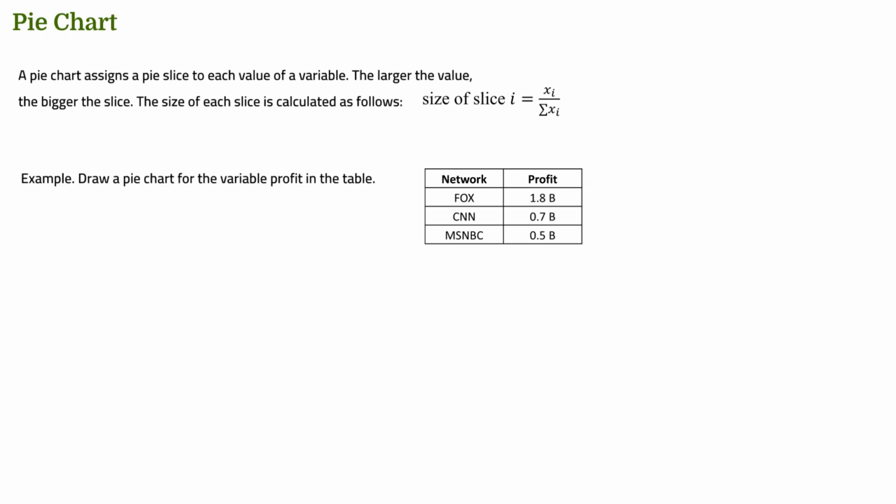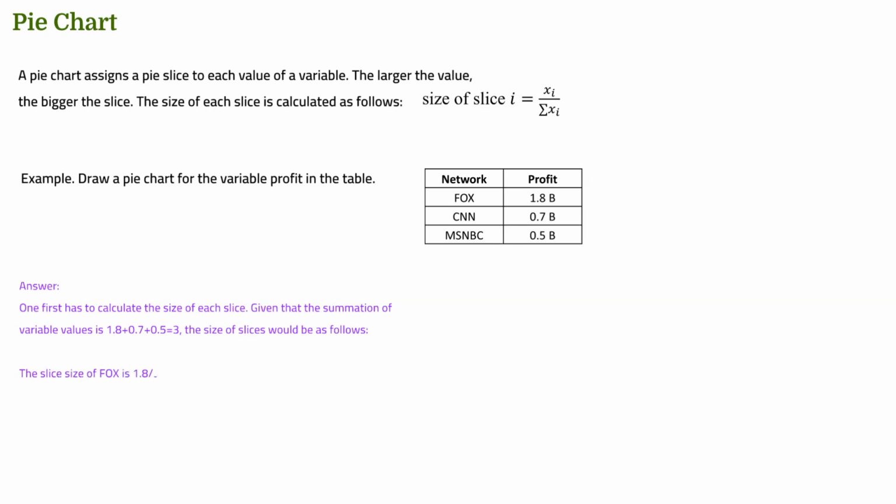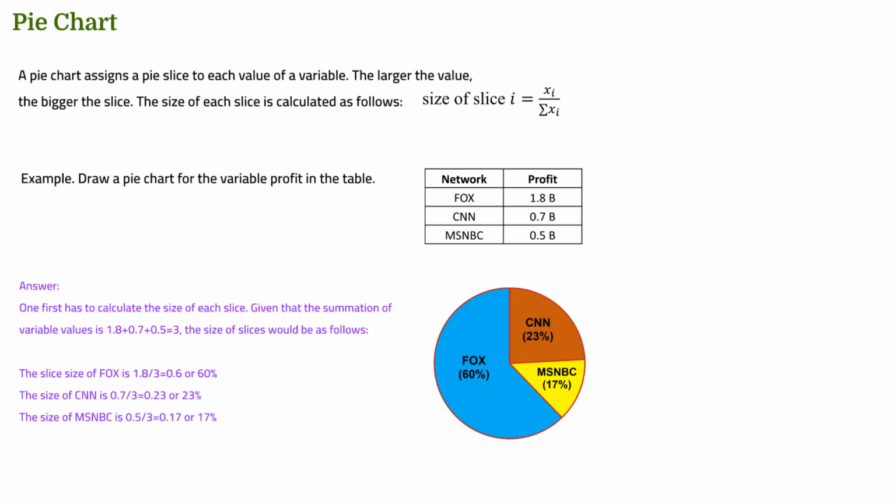Here's the table of networks and their profits. And to answer, one first has to calculate the size of each slice. Given that the summation of the variable values is 1.8 plus 0.7 plus 0.53, the size of the slices would be as follows. The size of the slice for Fox is 1.8 divided by 3, or 60%. CNN is 0.7 divided by 3, or 0.23, or 23%. The size of MSNBC is 0.5 divided by 3, or 17%.